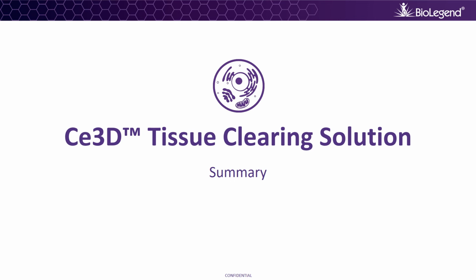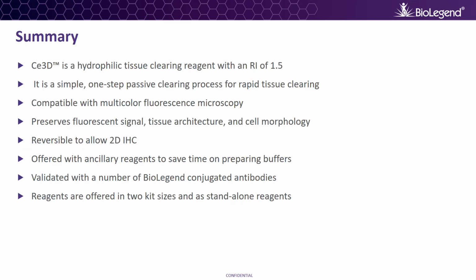The next section provides a summary of information provided on Ce3D. In summary, Ce3D is a hydrophilic tissue clearing reagent with an RI of 1.5. Ce3D allows a simple one-step passive clearing process for rapid tissue clearing. The reagent is compatible with multicolor fluorescence microscopy and is reversible to allow 2D IHC. Ce3D reagents have been validated with a number of BioLegend conjugated antibodies and are available in 2 kit sizes and as standalone reagents.